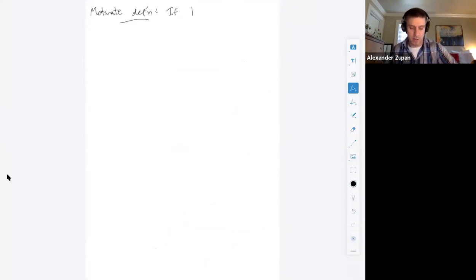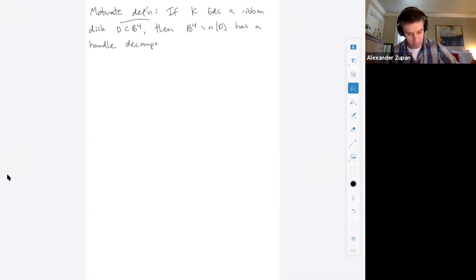Okay, so if K bounds a ribbon disk D in B4, then if I look at the complement, B4 minus D, so I remove a neighborhood of the ribbon disk, this has a handle decomposition with a single zero handle. And the standard carving out of singularities of an embedded surface gives you a handle decomposition of the exterior. You get some one handles, these correspond to carving out the minima of D, and some two handles, those correspond to carving out the saddles, but no three handles.